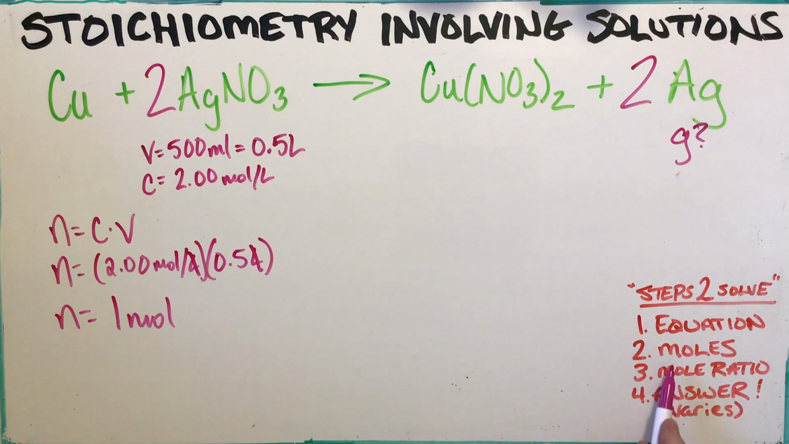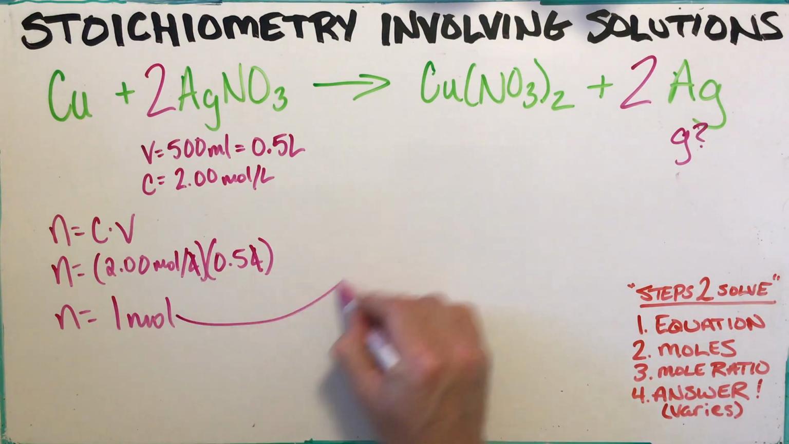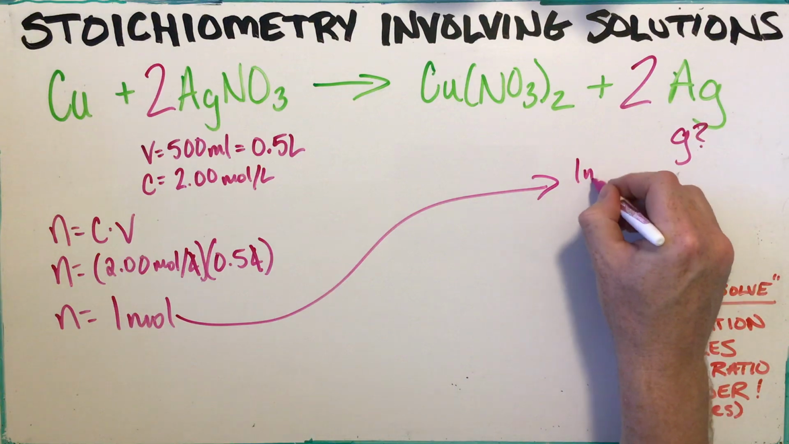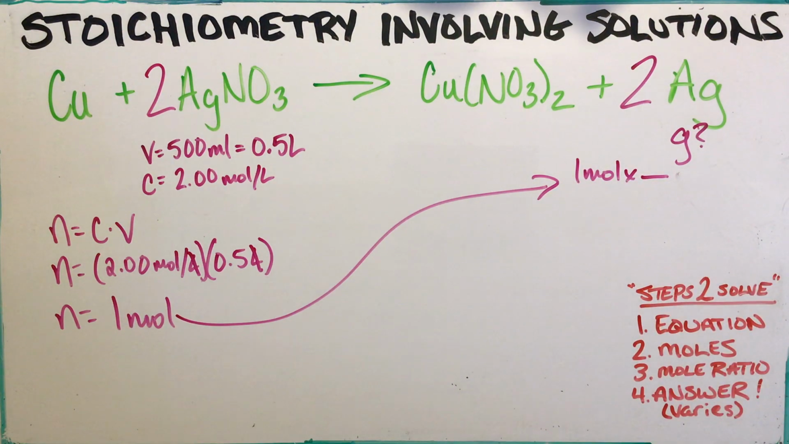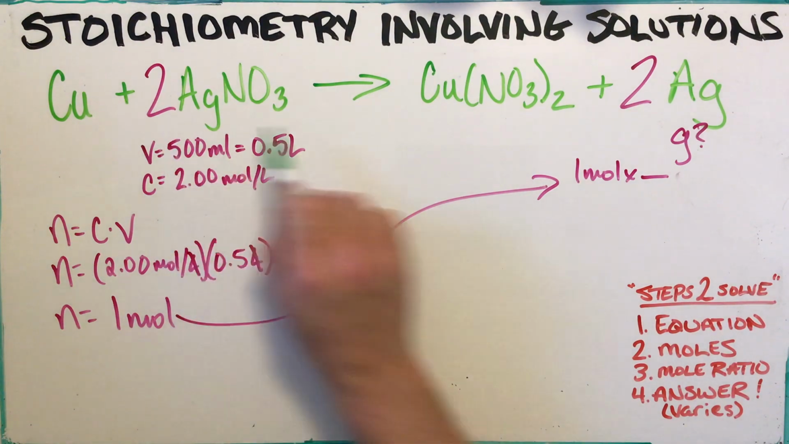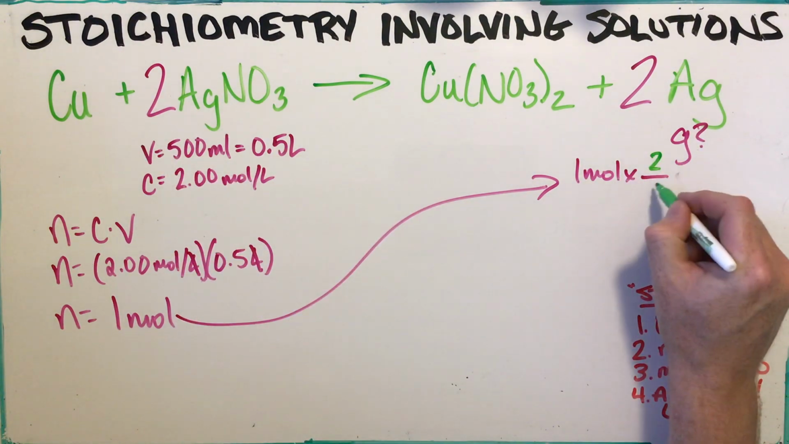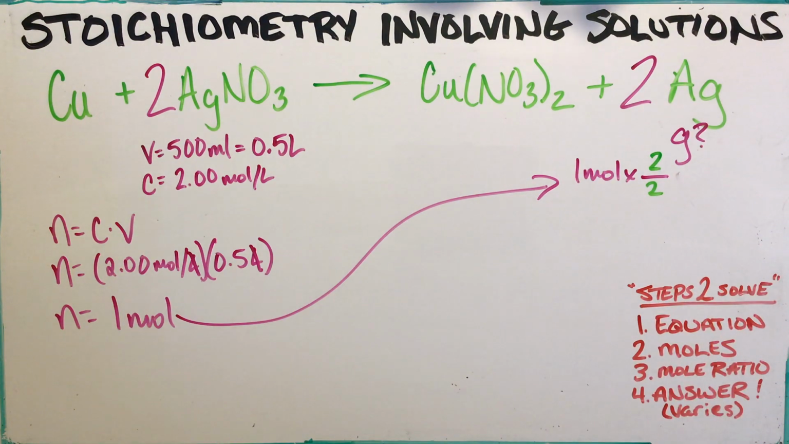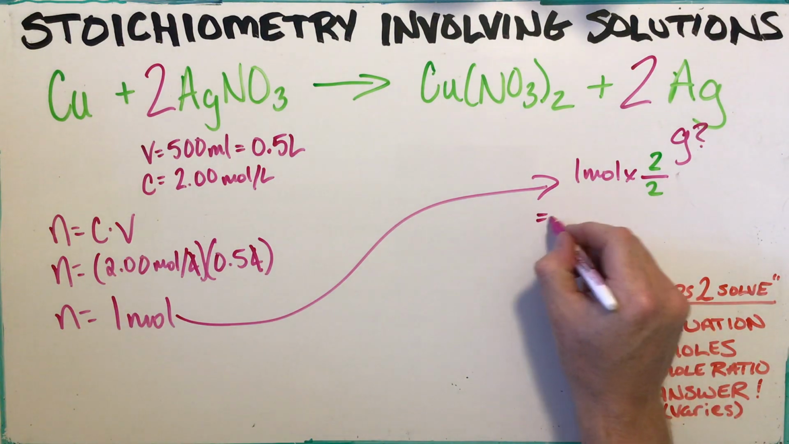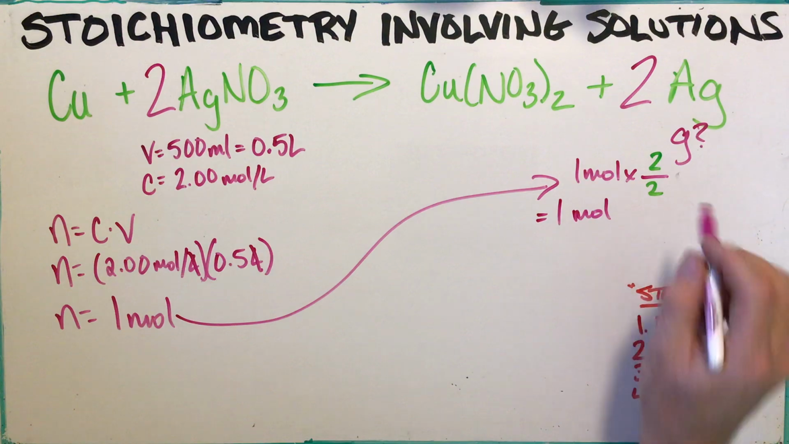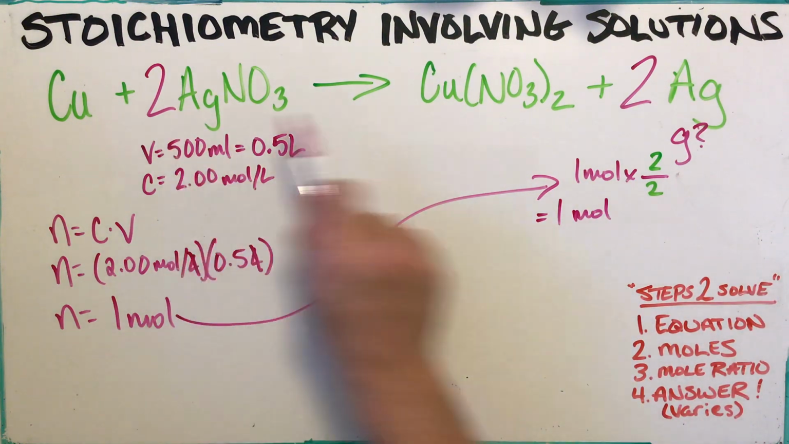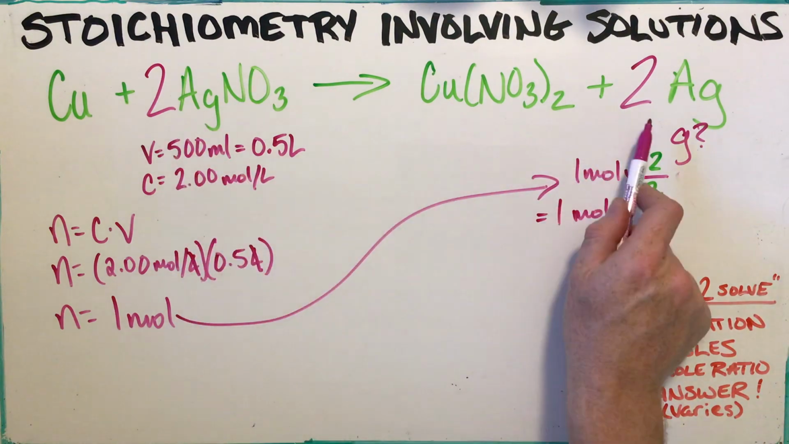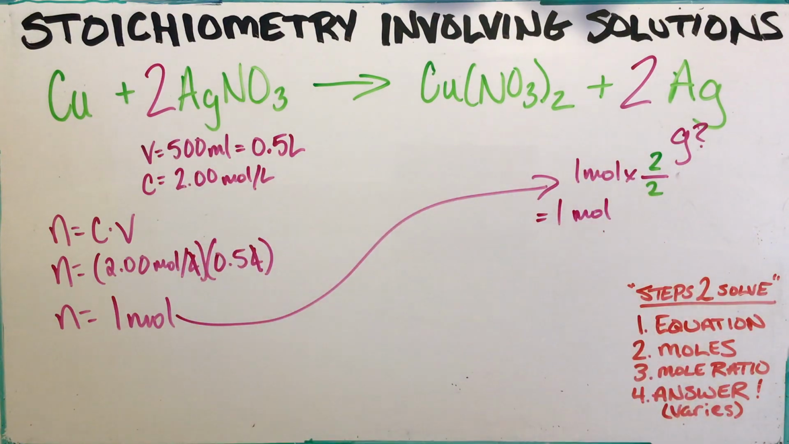Now that I've got something in moles, I can use the mole ratio. Step number 3, right? I'm going to bring that over here. 1 mole times my mole ratio. Now my mole ratio here works out nice and easy for me. It's 2 over 2. And that means I have 1 mole of silver. It's a 2 to 2 relationship, so whatever this is, that's the same. This is 1 mole, that's 1 mole.